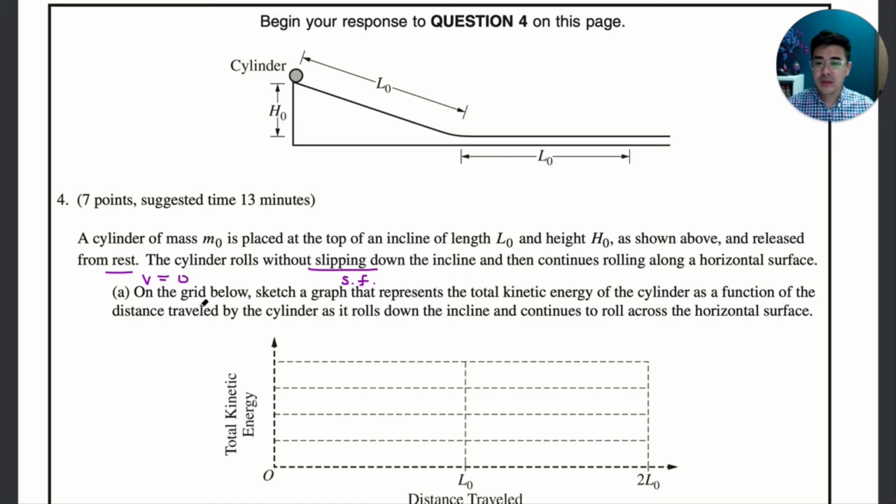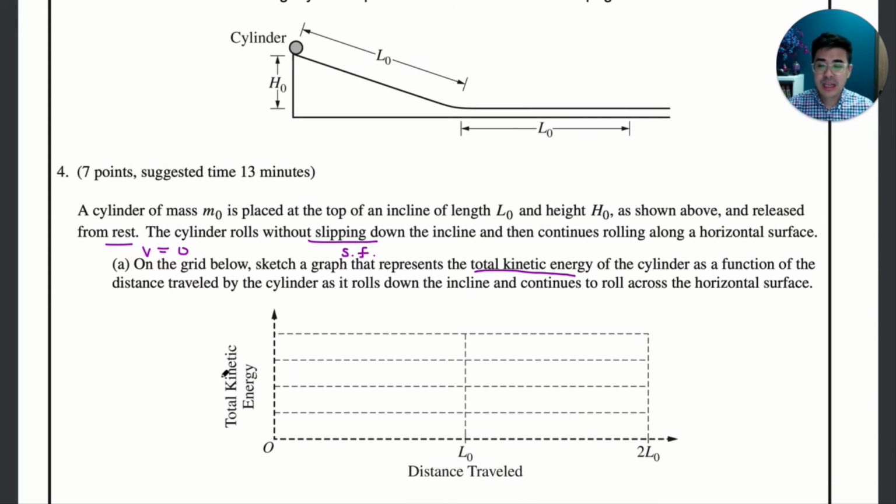So on the grid below, sketch a graph that represents the total kinetic energy of the cylinder as a function of the distance traveled by the cylinder as it rolls down the incline and continues to roll across the horizontal surface. Well, what's going on here? The total kinetic energy is going to be the rotational kinetic energy plus the translational kinetic energy. So I'll do like TKE maybe.